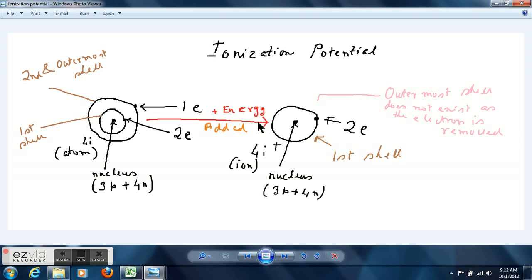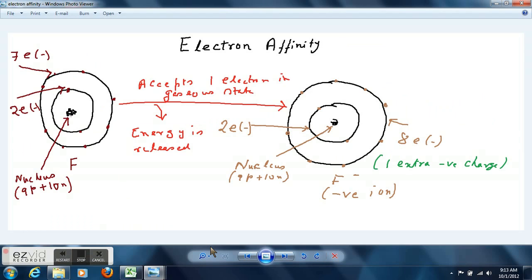So when you remove that electron, what you will get? The nucleus will remain the same, and now it will have only 1 shell, which will be the outermost shell now, which will have 2 electrons, and it will have a positive charge. That means it will have 1 electron less. Outermost shell will not exist as the electron is removed. So this will be a totally new look for lithium. So this is the ionization potential. Remember, ionization potential is nothing but energy.